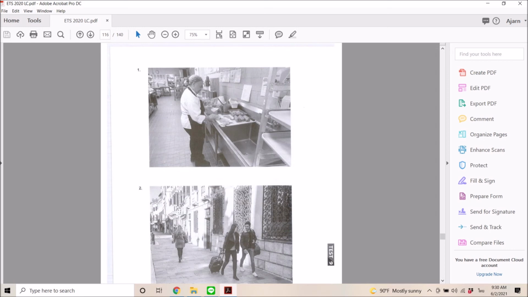Number 68. Look at the graphic. What is the status of the woman's flight?